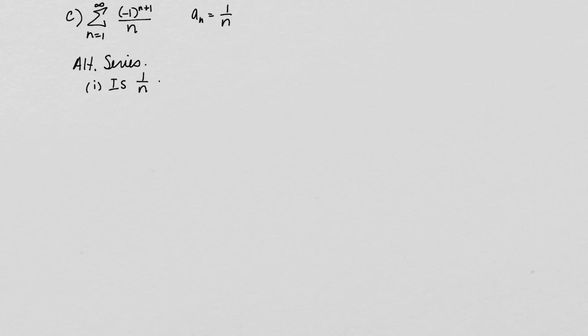So C, summation n equals 1 to infinity of negative 1 to the n plus 1 over n. So again, we're going to use the alternating series. Here, a sub n is equal to 1 over n. So the first thing is, is 1 over n positive? What do we think? Yeah, it's positive.